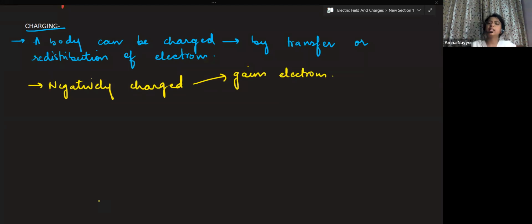Mass will increase. Definitely mass will increase. See, the mass of an electron is 9.1 into 10 to the power minus 31 kgs. So if this is the mass of a single electron, and many electrons are being added to any neutral body to make it negatively charged, this definitely means all the electrons will have their masses, meaning weight.